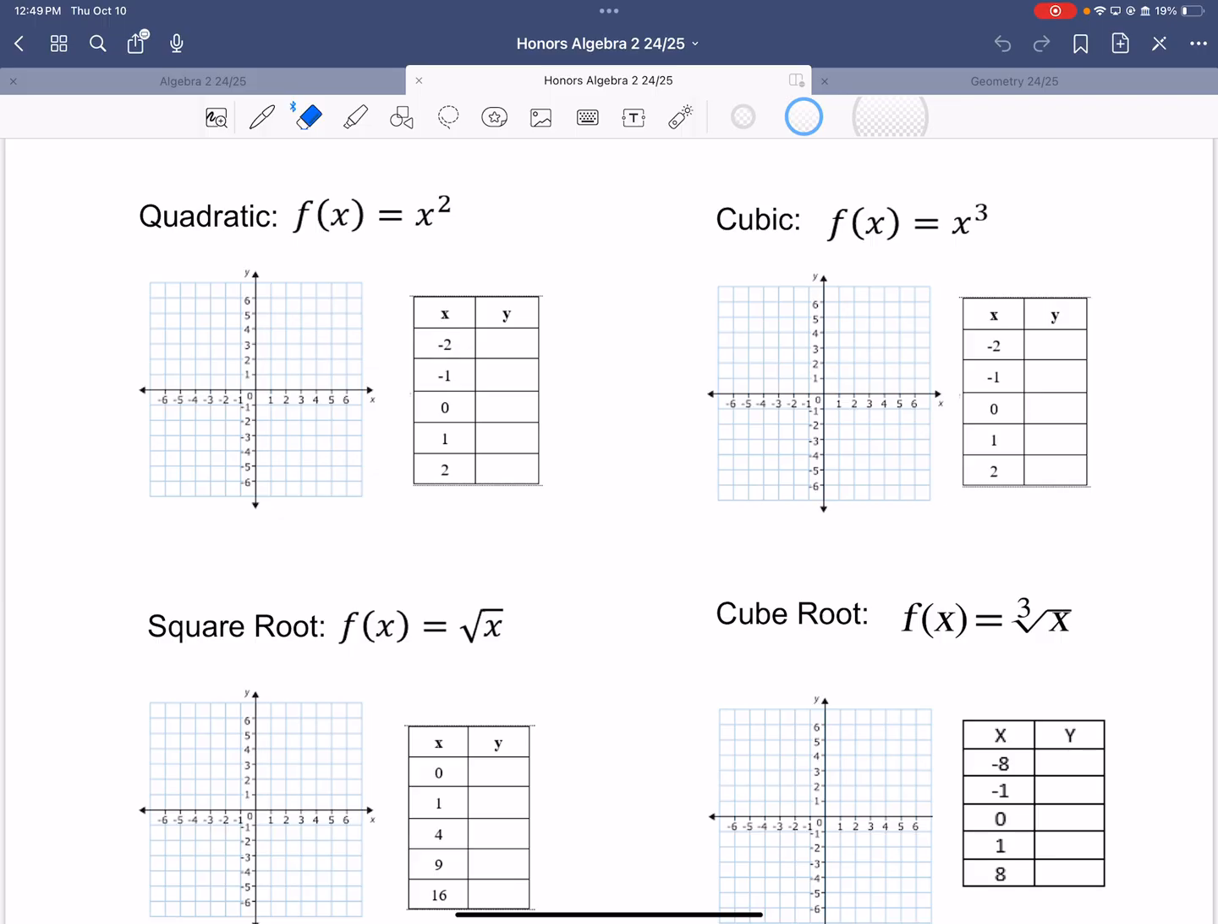Cubed root is f of x equals x cubed. And then square root, f of x is equal to the square root of x. And then cubed root, f of x is equal to the cubed root of x. And all these have different basic shapes that they are going to take on.